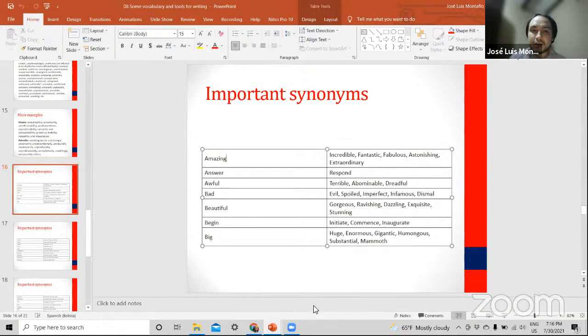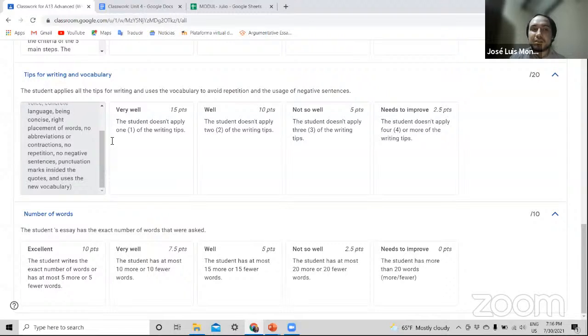If you want to get these 20 points, these tips for writing and vocabulary, then what you should do is use all those tips, follow all those tips, right? Don't write negative sentences, don't repeat the same ideas in the same way, don't repeat the same words, the same nouns, the same adjectives, right? The same adverbs, use that differently, and that's it.